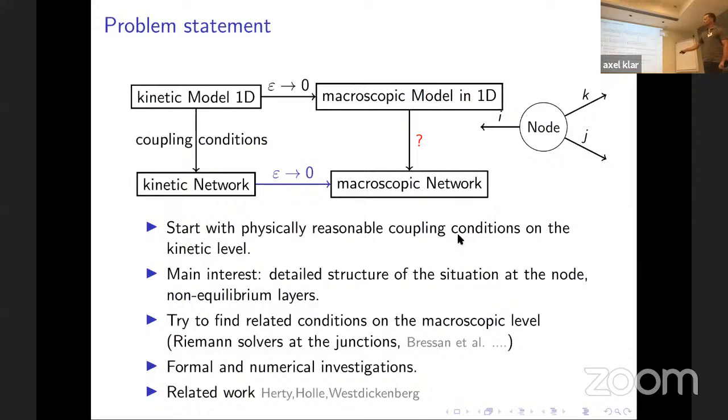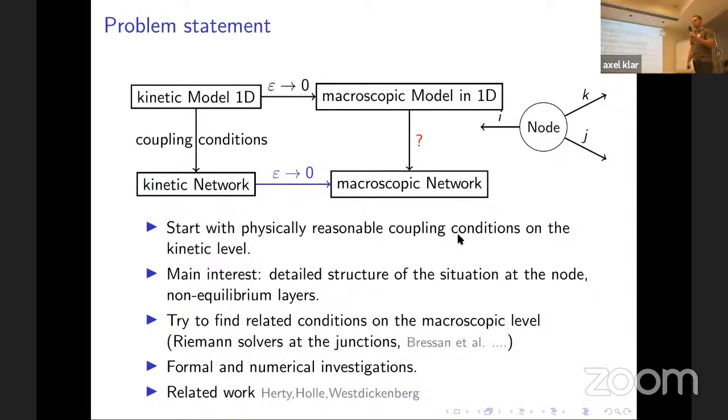So what we do is start with a physically reasonable condition on the kinetic level. As you will see, there will be a very simple thing like particles entering the node, and then with similar probability going into the other two lanes. And the main interest in this talk is looking at the detailed structure and situation at the node. What happens at the node? Actually, kinetic layers appear at this node. And they are complicated since they are coupled. The three lanes entering the node couple these layers. It's much more complicated than a single boundary value problem.